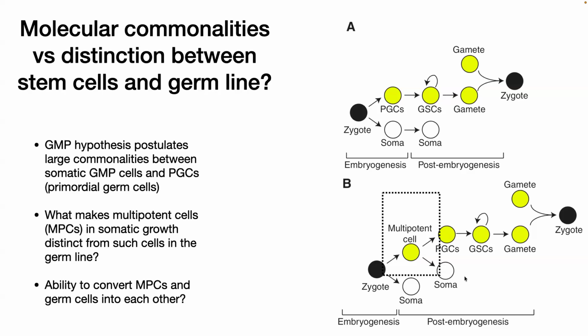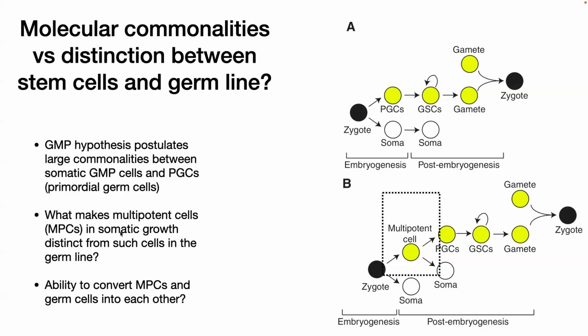And so the question now that one could start phrasing is what are the commonalities and what are the distinctive features when comparing these germline stem cells and multipotent stem cells as such. Okay, so there is the idea that they are related to each other, but what makes multipotent cells that have somatic functions different from those that form the germline cells? And can they be, for instance, converted into each other?